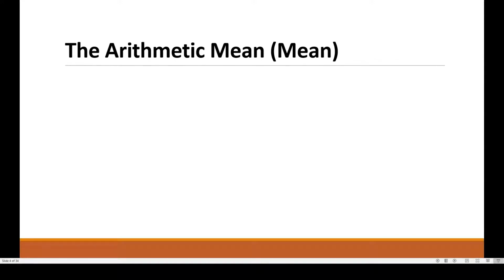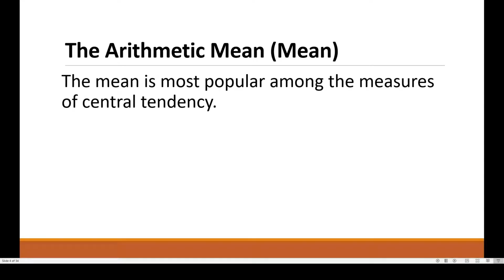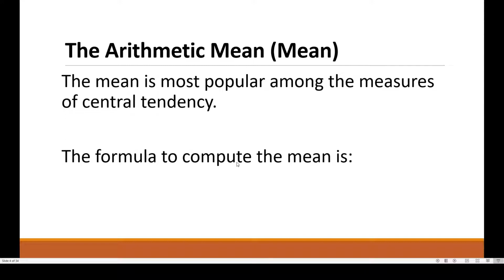What is arithmetic mean? Or simply mean? The mean is the most popular among the measures of central tendency. The formula to compute the mean is x bar is equal to x sub 1 plus x sub 2 until x sub n, or the last element of the given dataset, divided by n, or the total number of elements in a given dataset, or simply it is the summation of x over n.